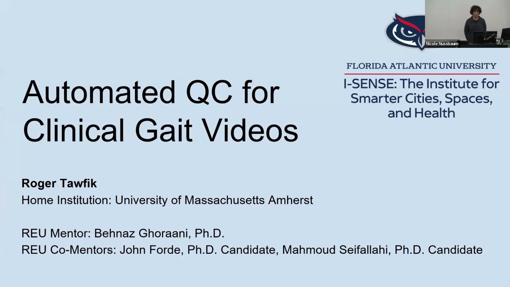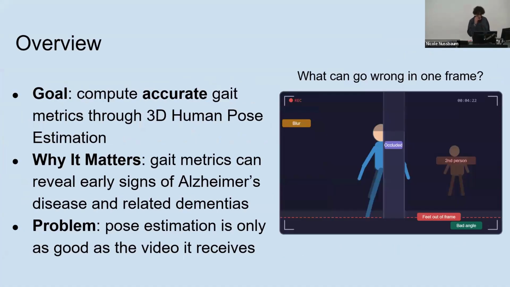I go to the University of Massachusetts Amherst, and my research project is on the automated quality control checks for clinical gait videos under Dr. Banaz Garani. So just as a quick overview, I want to establish my goal, and that is to compute accurate gait metrics through 3D human pose estimation. And this matters because gait metrics can actually reveal early signs of Alzheimer's disease and other related dementias.